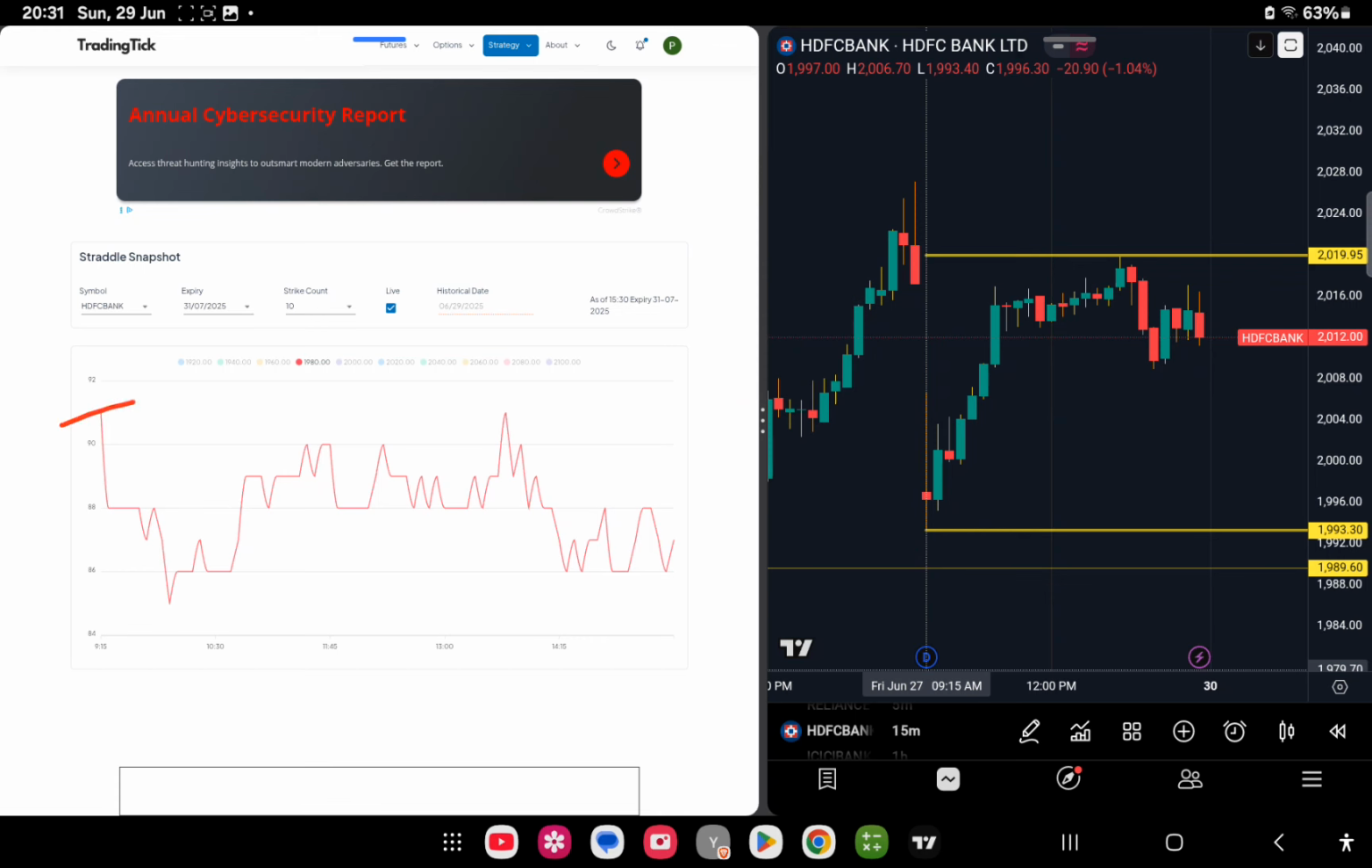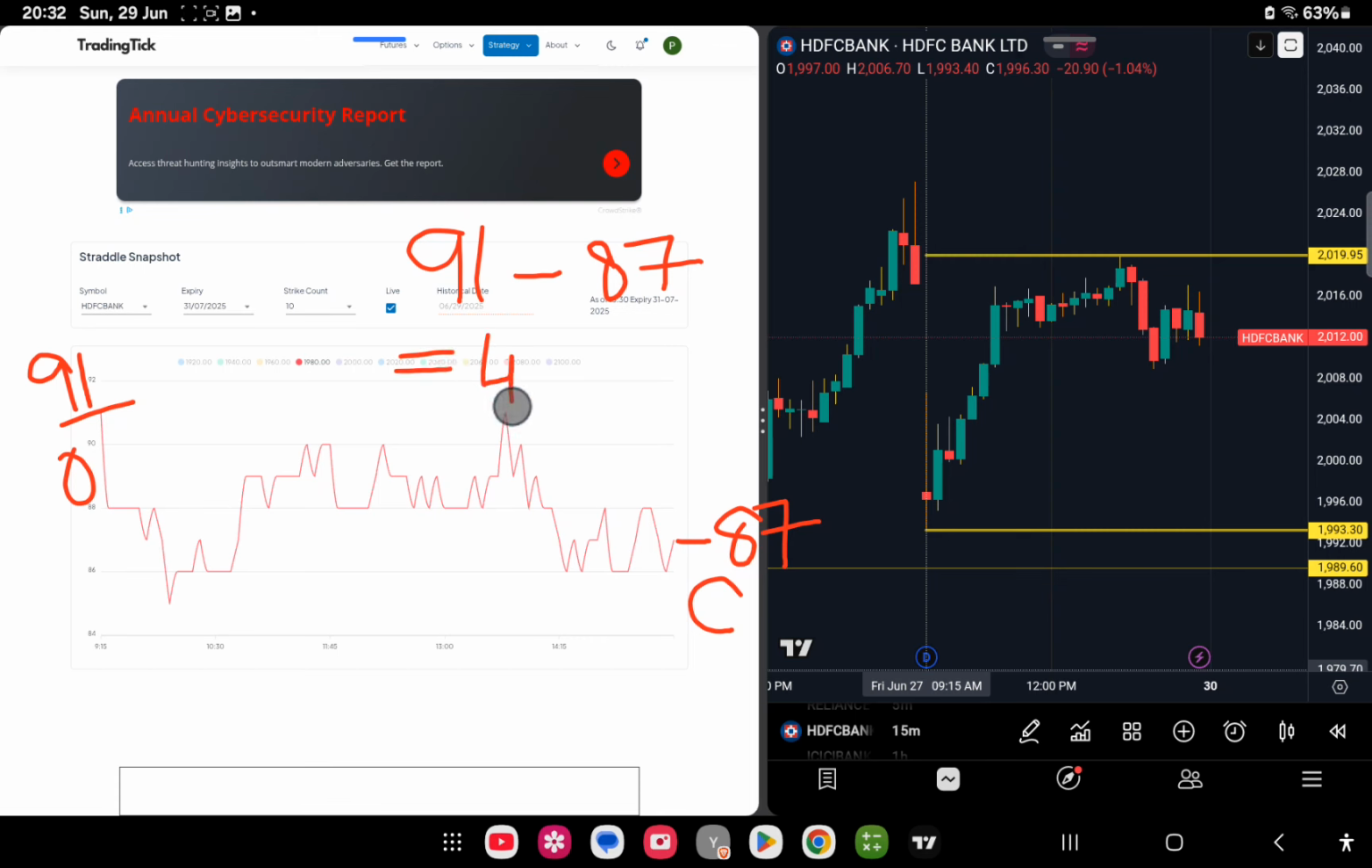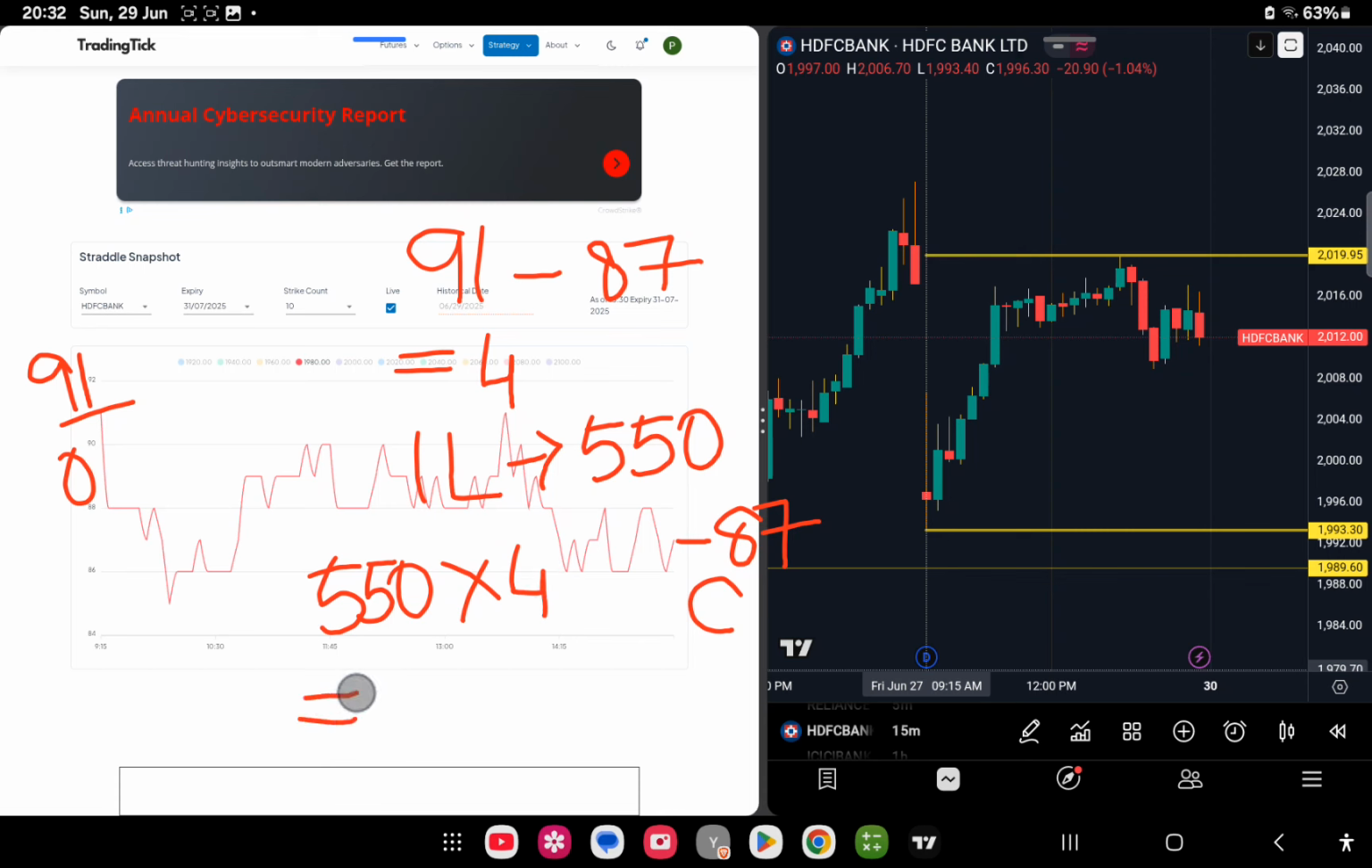Okay, so 91 was the open and close was 87. So let's do the calculation. 91 minus 87. So it is 4 points decay. One lot for HDFC Bank is 550. So 550 times 4 is the profit for one lot.